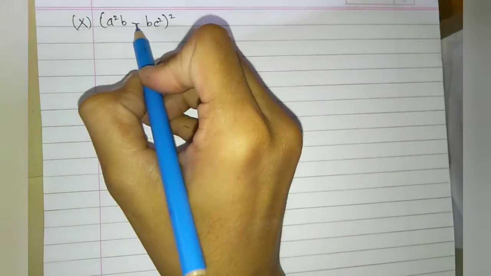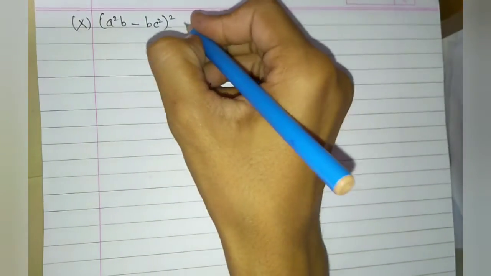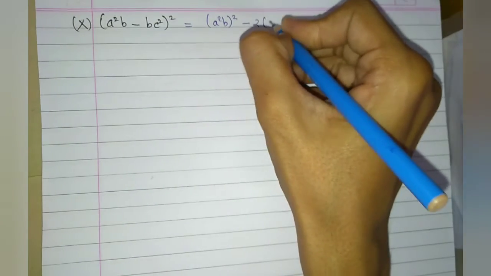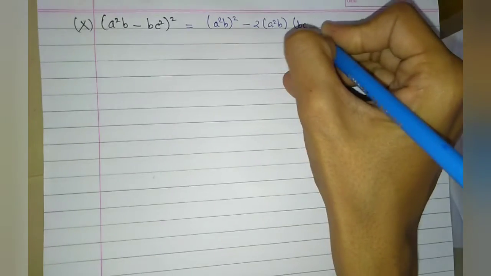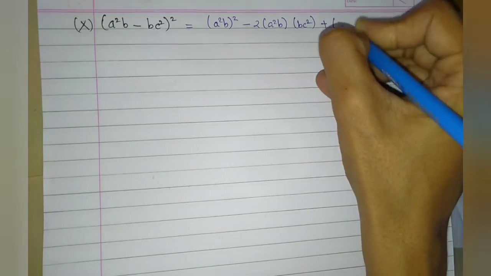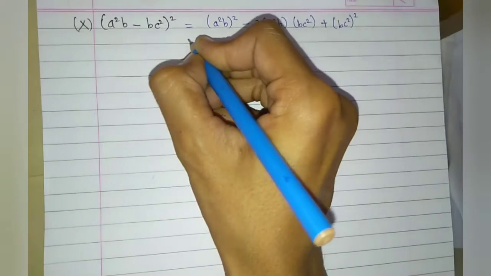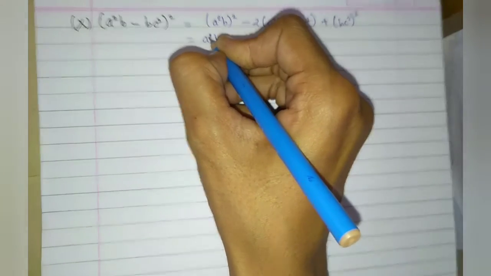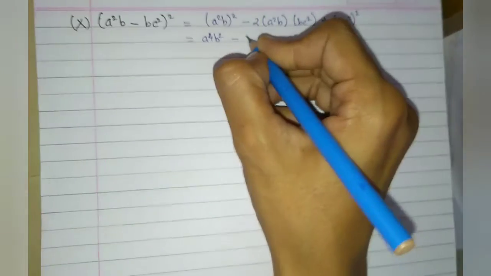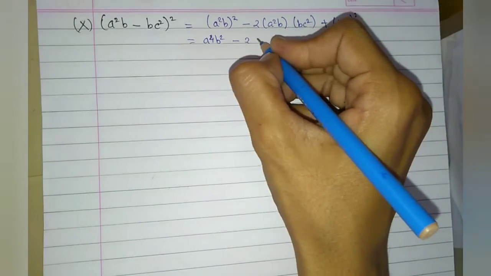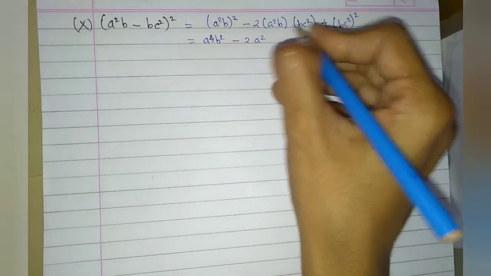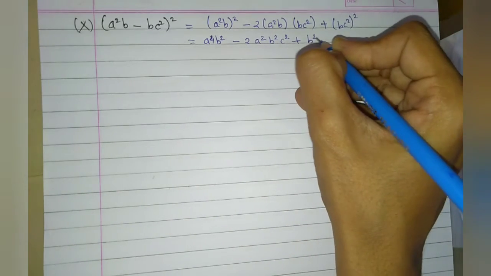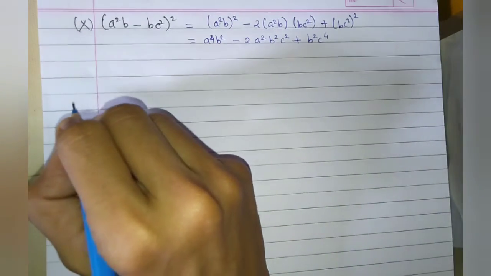10th one, a square b minus b c square whole square, so equal to a square b whole square minus 2 a square b into b c square plus b c square whole square, which is equal to a square a into 2 is 4, 2 minus 2 a square b into b is b square c square plus b square c raised to 4 is the answer.